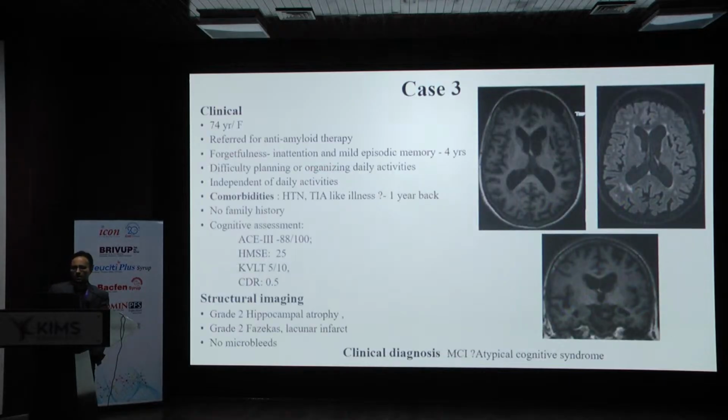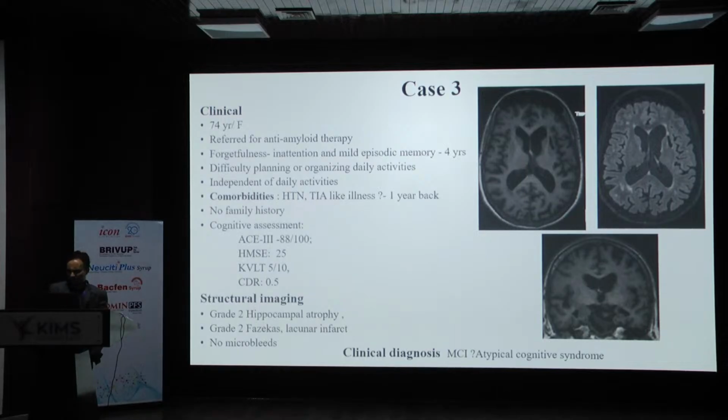So case 3, now again a very interesting case, a 74-year-old lady was referred directly for anti-amyloid therapy, because outside, a diagnosis of Alzheimer's disease was made. When she came, she had forgetfulness, inattention, mild episodic memory problems, difficulty in planning and organizing her daily activities. She was independent in her daily work and everything else. And she was diagnosed with hypertension. She had a TIA-like illness 1 year back. And the cognitive assessments were all okay. CDR was 0.5.